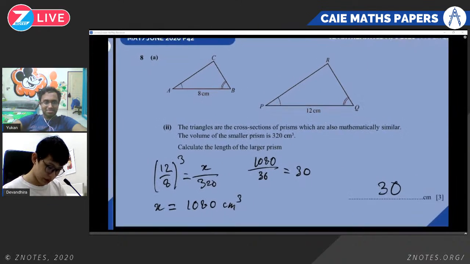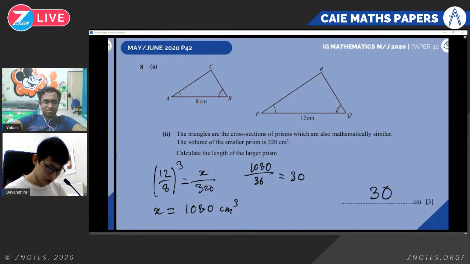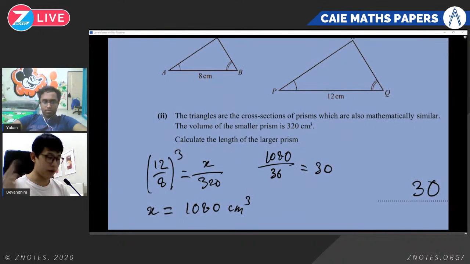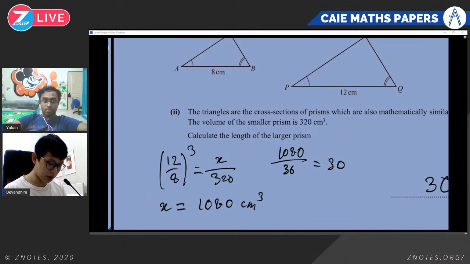Right. So first, I'd like to know what's the volume of the larger prism, of course. And they told us the small prism has a volume of 320. That means we want to look for the bigger prism, right? All right. So we have to calculate the volume for the bigger prism first. So it's the same thing as before. We have the larger volume divided by the smaller volume. It's the same as their corresponding length, divided.